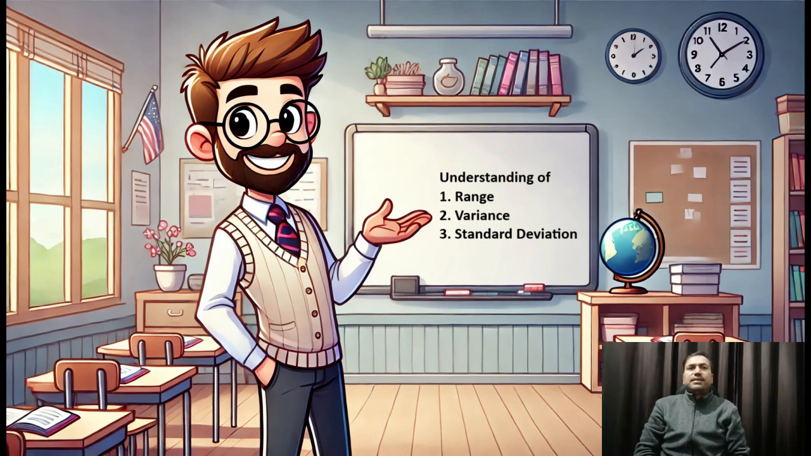Let's quickly recap what we learned today. Range is the simplest way to measure spread: highest value minus lowest value. Variance shows us how far the data points are from the mean in squared units. Standard deviation is the square root of variance and gives us the spread in the original units. And that's it. You now have a clear understanding of range, variance and standard deviation.